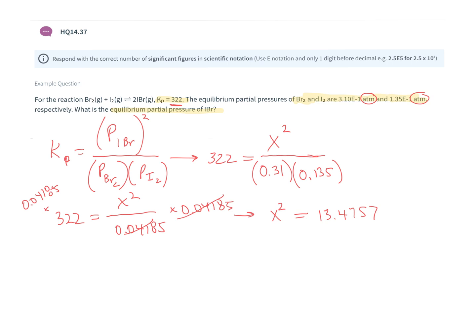X is that partial pressure of iodine monobromide. So we need to take the square root of both sides. Square root of this will give us x, and the square root of 13.4757 will give us that value. So x, don't forget what x is. X is the partial pressure of iodine monobromide. That equals approximately 3.67.